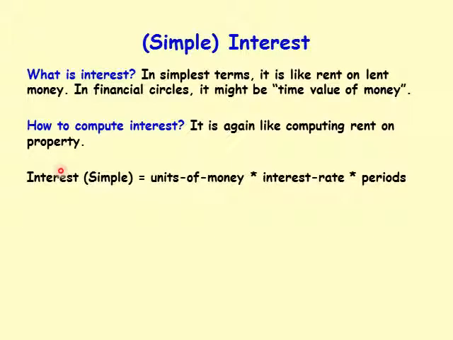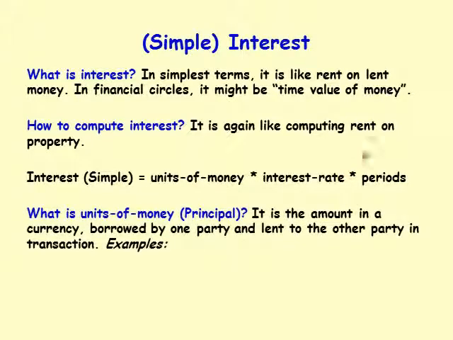Here's the formula we will use to compute. Simple interest is units of money times interest rate times period. Units of money is like a property, interest rate is like the rent on a property, and period is the number of terms, like number of months or number of years. So we need to know how much money is involved, what interest rate was agreed on, and the number of periods the interest needs to be paid over.